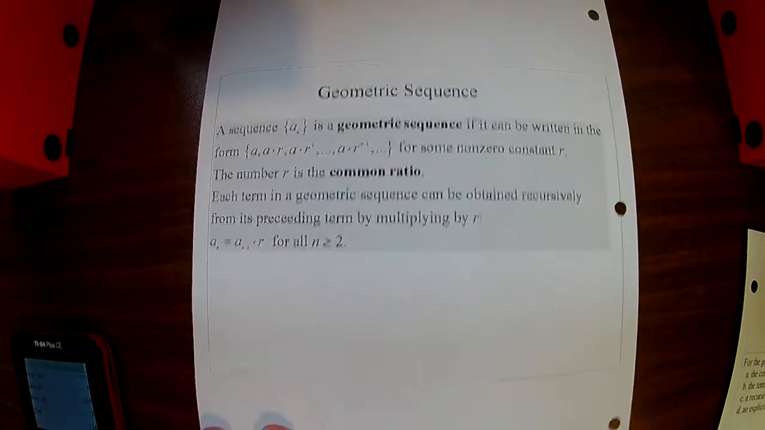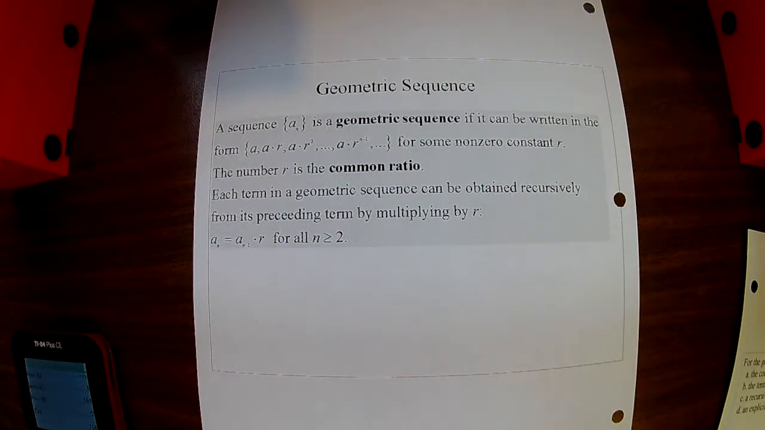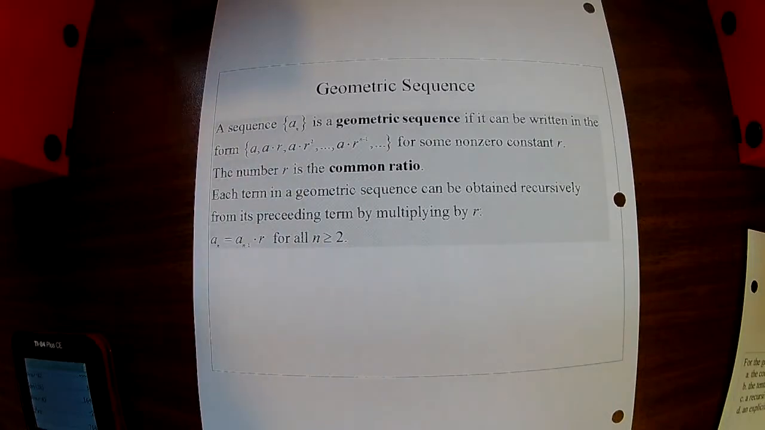Next thing we have is geometric sequence. I've heard a lot of talk about geometric sequences on the news recently. A sequence, a sub n, is a geometric sequence if it can be written in the form a. Next term, a times r. Next term, a times r squared. Next term, and so on, a times r to the n minus 1.